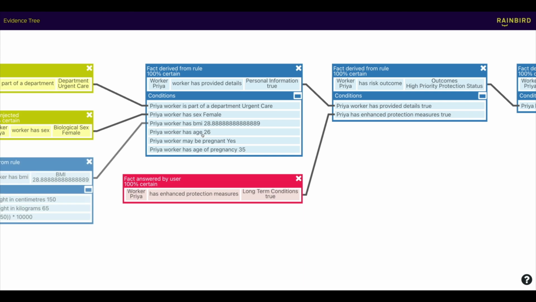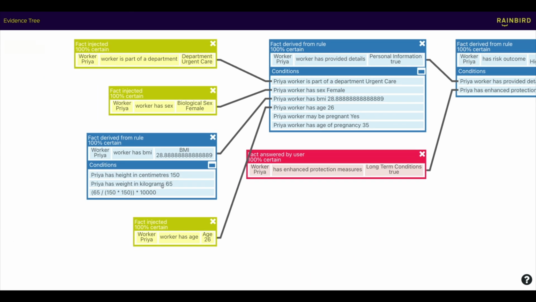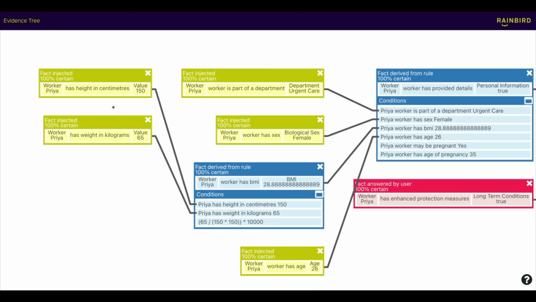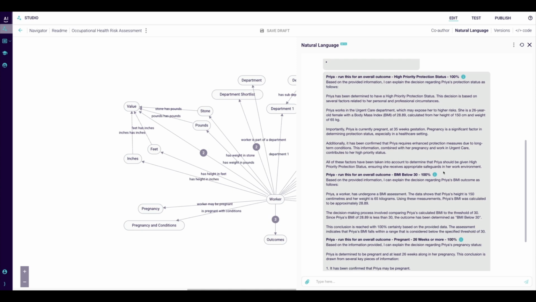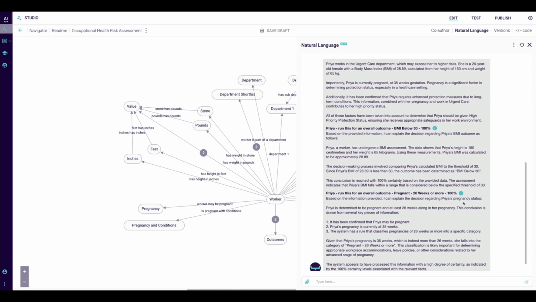So in summary, Rainbird has enabled us to model our knowledge in a knowledge graph, combine this with data from multiple sources, and consult with it to calculate precise answers with full transparency. Every answer is explained, justified, and trusted.